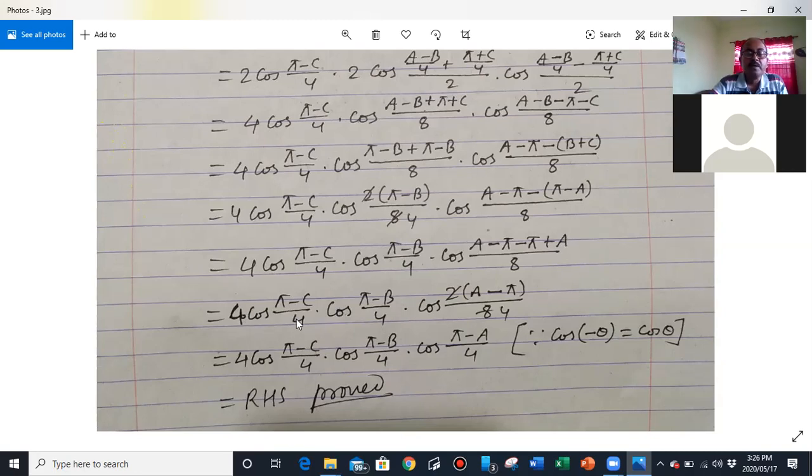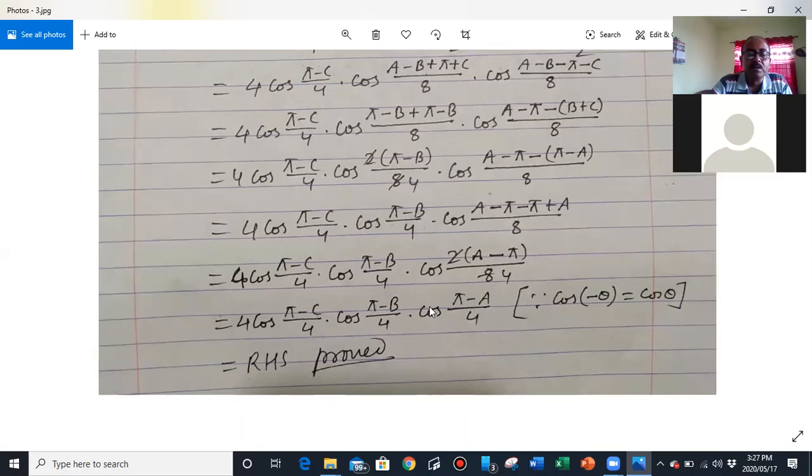4 cos (pi minus c)/4 cos (pi minus b)/4 into cos, here also 2 times a and 2 times pi. So 2 times (a minus pi)/8... You know, in case of cos minus theta is cos theta. So a minus pi by 4 can be written as (pi minus a)/4.